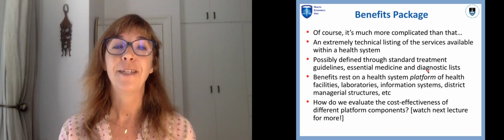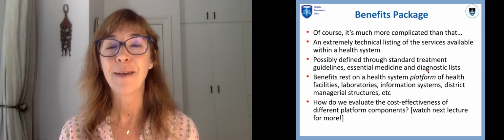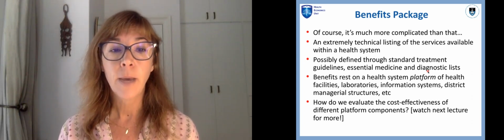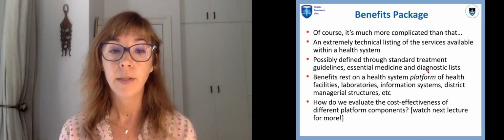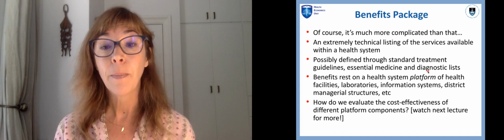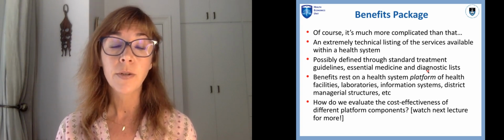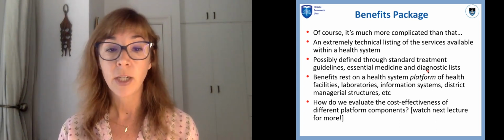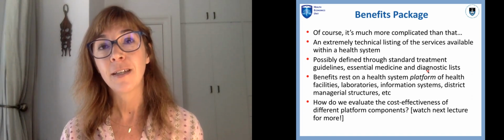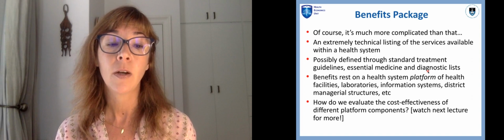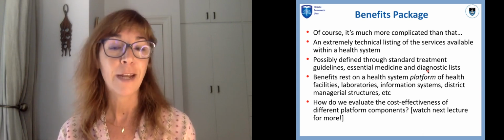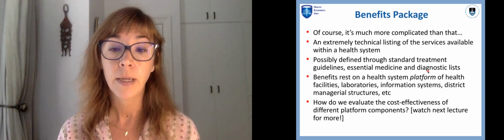Of course, this notion of a benefits package is very, very complicated, and you can imagine that it's an absolutely massive list of the services available within any health system. I think it's useful to think about these benefits being defined through standard treatment guidelines, through essential medicine and diagnostic lists, but also to note that these benefits rest on a health system platform, which includes health facilities, laboratories, information systems, district managerial structures, etc. And so while it's a little bit more straightforward to understand the cost effectiveness of alternative medicines to treat a particular condition, for the purposes of this course, we also need to understand how we evaluate the cost effectiveness of the different platform components. And that is what I'm going to talk about during my next lecture.